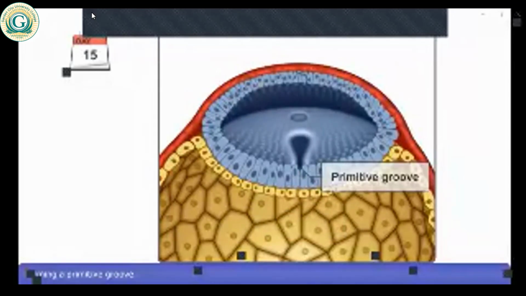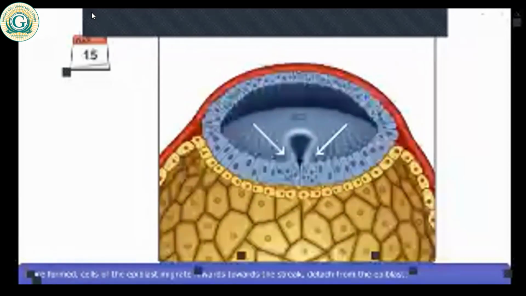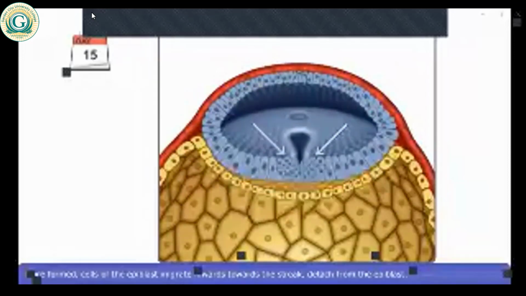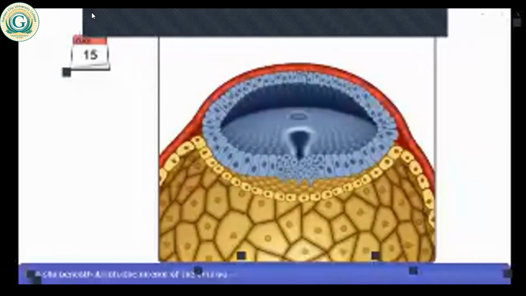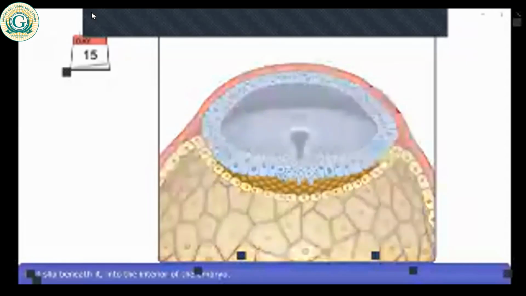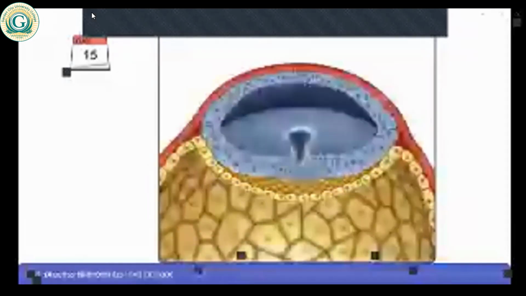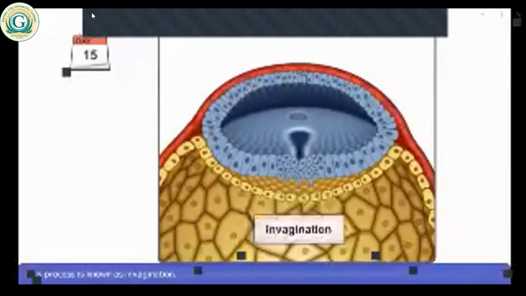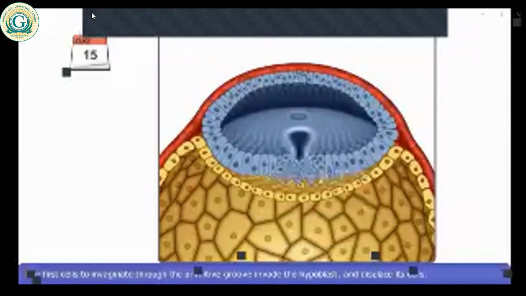Once formed, cells of the epiblast migrate inwards towards the streak, detach from the epiblast, and slip beneath it into the interior of the embryo. This process is known as invagination. The first cells to invaginate through the primitive groove invade the hypoblast and displace its cells.